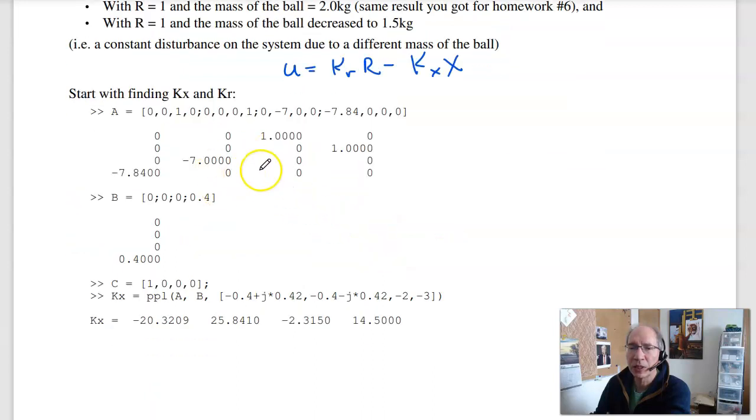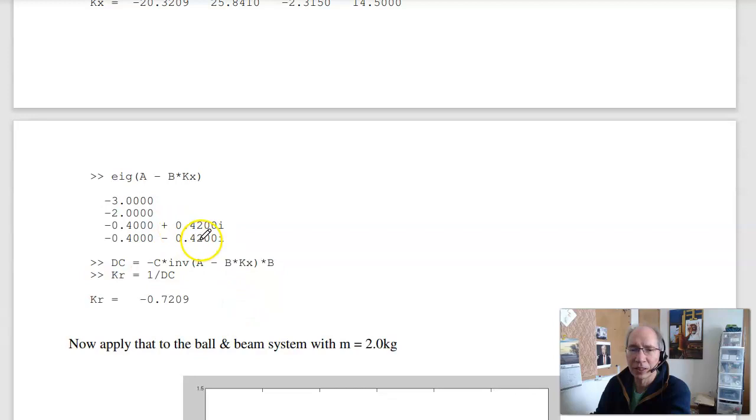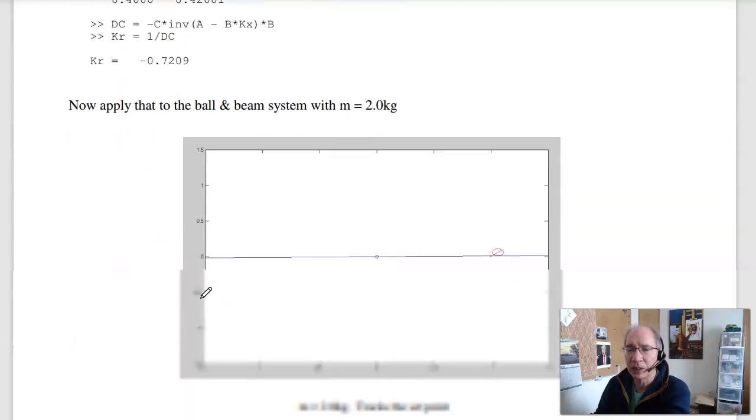So the trick is to input the A matrix, B matrix, C matrix, and do pole placement. I want 5% overshoot for a step input and a 10-second settling time, so I place the dominant poles. The other two poles go somewhere. There's Kx. Checking the eigenvalues. Yep, Kx is right. Pick Kr to make the DC gain 1. Now try it.